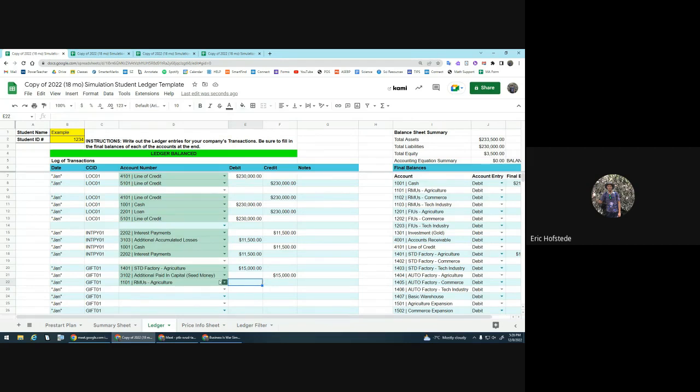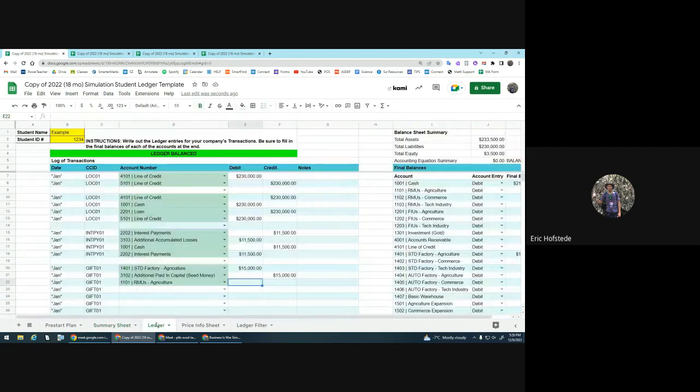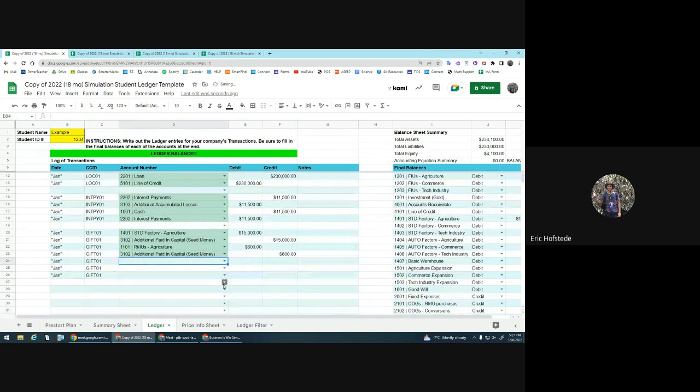So I gained 2 agriculture RMUs. In my summary sheet, I have 2 agriculture RMUs. So that's going to be 300 times 2 is $600 worth of RMUs. And I'm going to balance that just like before with my seed money or my additional paid-in capital. They gifted it to me. I didn't have to work for it, and I was given it. And one final agriculture FIU worth $500, and we need seed money to balance that at 500 as well.